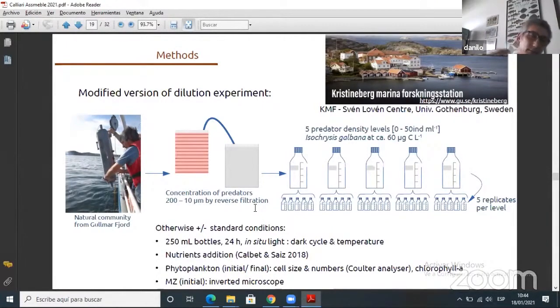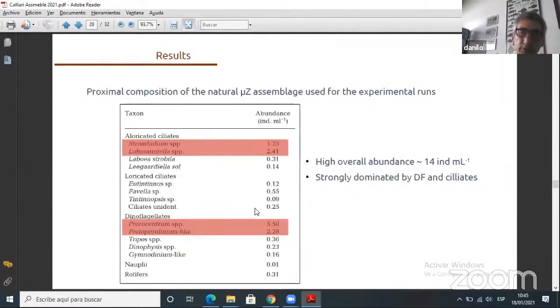All other conditions were more or less standard. That is, we worked in relatively small bottles, 250 milliliters. We incubated them for 24 hours under a light-dark regime and temperature that matched more or less the in situ conditions at that time of the year in the Gullmar Fjord. We added nutrients as recommended. We estimated the biomass of phytoplankton at initial and final times by measuring cell size and cell numbers with a culture analyzer, and also using chlorophyll A as a tracer. And we counted the microzooplankton by inverted microscope. And then I go straight to the results.